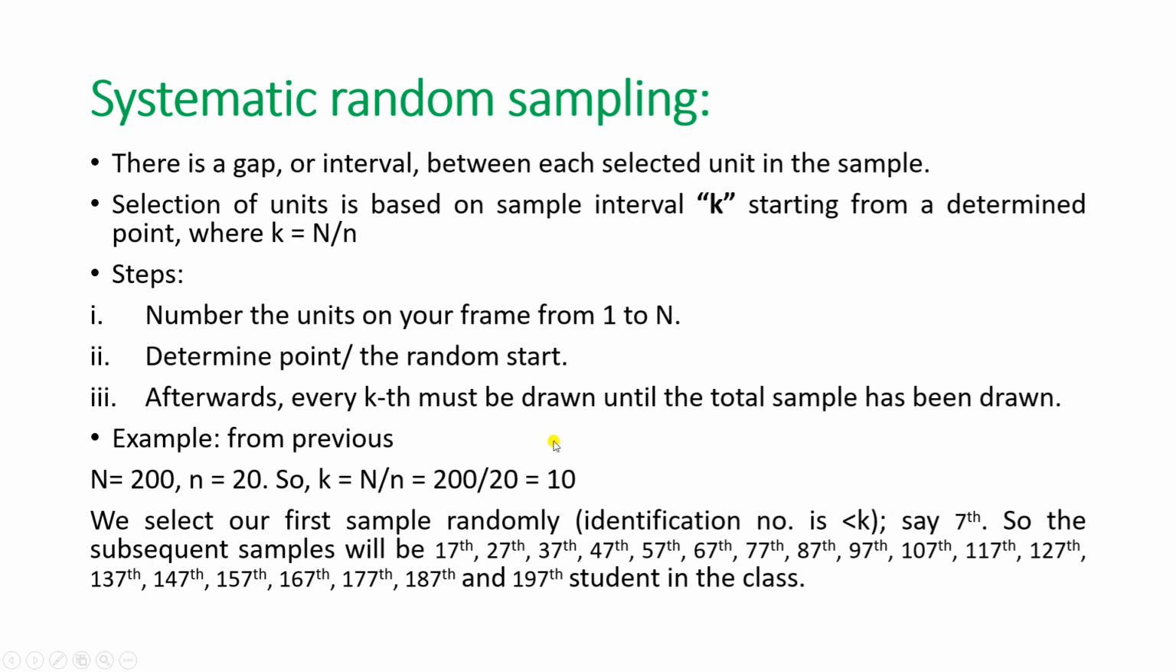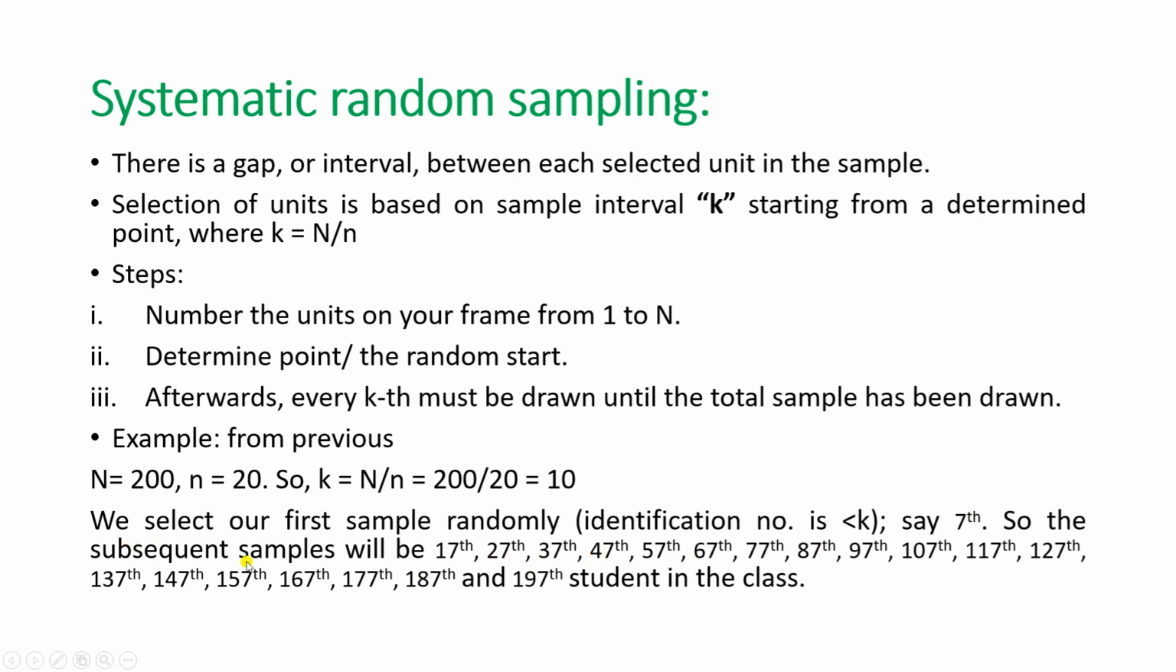Next, I have to add this sample interval to the selected first sample. Since the first one is 7, we add 10 to it, that is 17. Then add another 10, that is 27, 37, 47, 57. As you can see, after selecting the first one, we are adding this sample interval to the previous number and getting the next number.